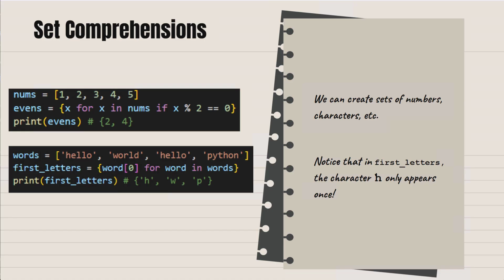But then when we look at the words list in the second example, notice we have hello twice. So 2 of the words have H as their first letter. So in our first letters set, we're getting index 0 from each word in the list. So H, W, H, P, but since it's a set, H only appears once.